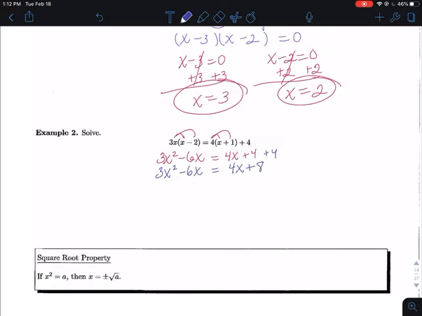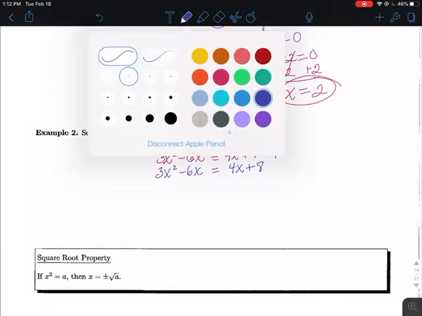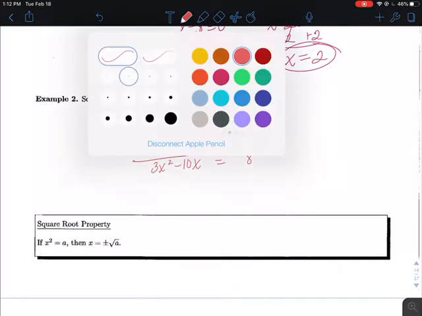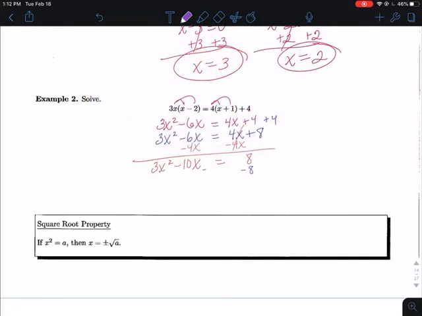At this step, you want to get everything set equal to 0. Since I already have my x squared on one side of the equation, I'm trying to get everything on that side. First, I'm going to subtract 4x from both sides. That's 3x squared minus 10x equals 8. I still have that 8 over there, so I need to move it also. I'm going to subtract 8 from both sides, and I get 3x squared minus 10x minus 8 equals 0. At this point, I need to factor and solve.